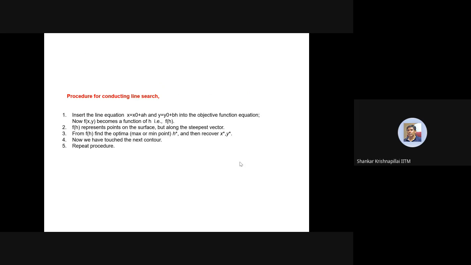Then the procedure for conducting the line search. Insert the line equation x equals x0 plus ah and y equals y0 plus bh, in the direction of del f, into the objective function equation. So in the objective function, wherever you see x, you put x naught plus ah. Wherever you see y, you put y naught plus bh.